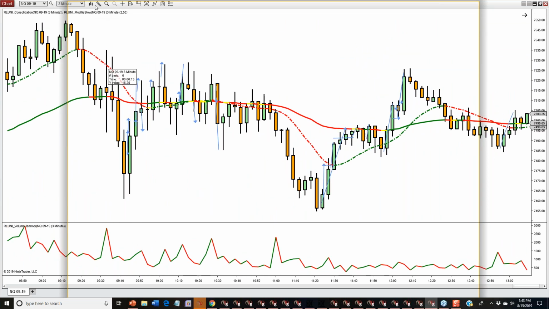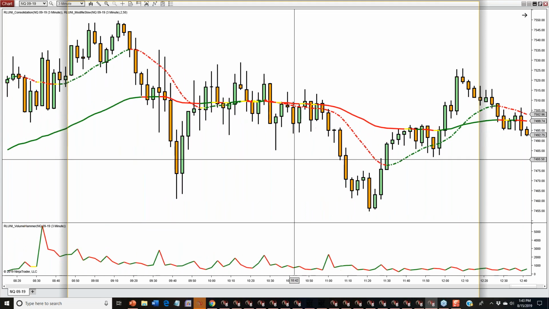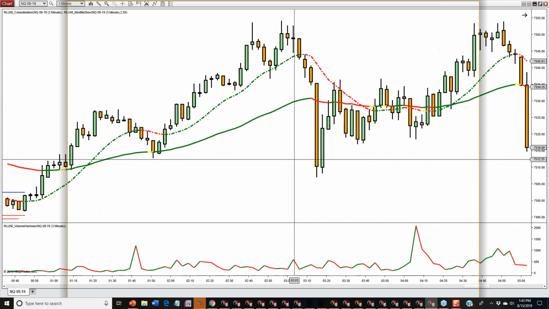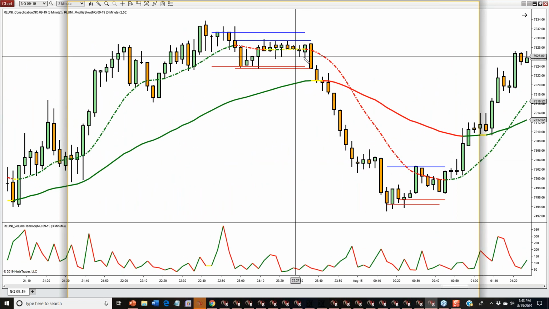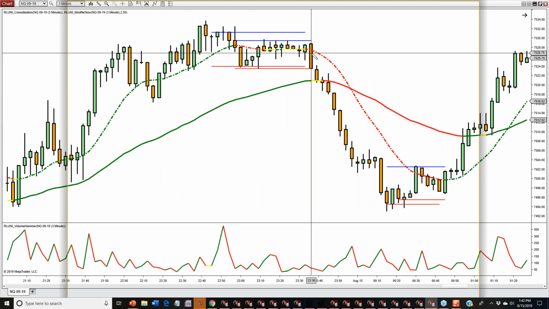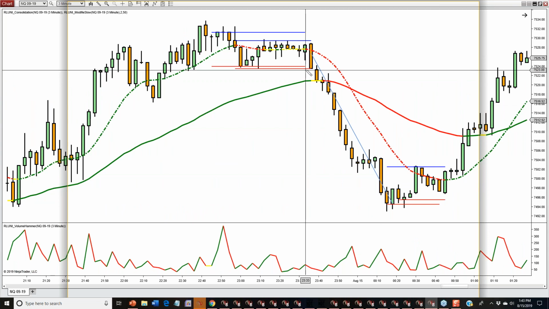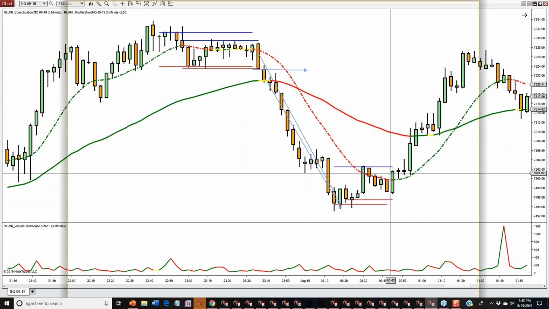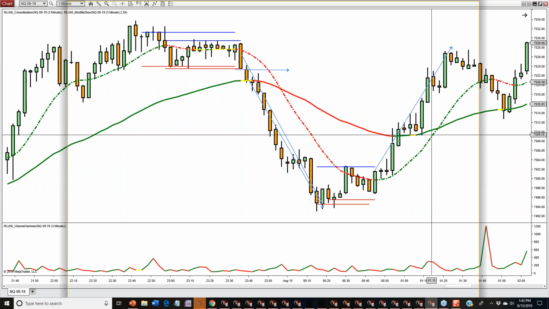Let me remove all the drawing tools here. See, now here consolidation's a little bit rarer, but it calls this huge move to the downside. That's a breakout of consolidation. And the fact that it made this big run is no accident. Here's this move out of consolidation. And the fact that it made this big run to the upside is no accident either.